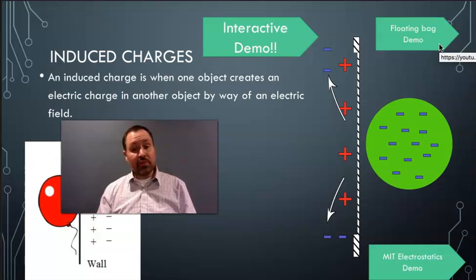And I had a PVC pipe and a rabbit pelt, and I charged the PVC pipe, and then the bag floated a little bit. You don't have to watch the whole thing, maybe just 5 or 10 seconds, and you'll get the main idea. But it's a good example of an induced charge. Also, there's going to be an MIT electrostatics demo down below.